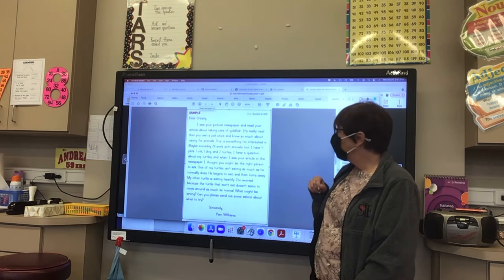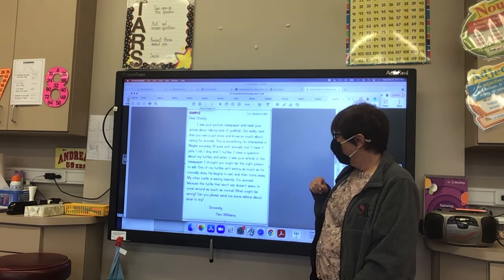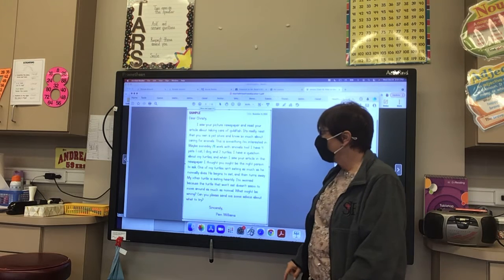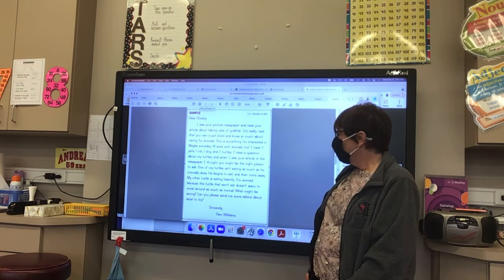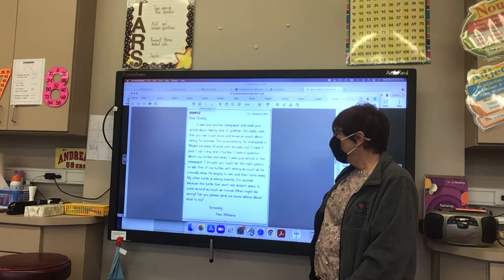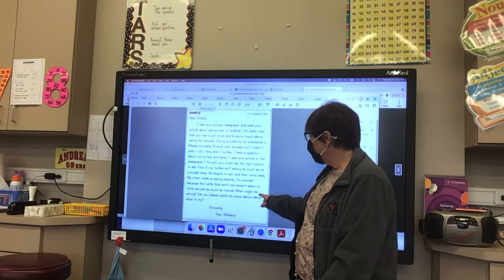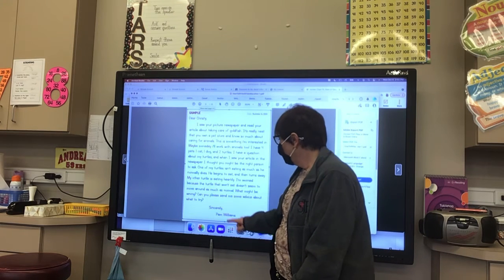One of my turtles isn't eating as much as he normally does. He begins to eat and then he turns away. My other turtle is eating heartily. I'm worried because the turtle that won't eat doesn't seem to move around as much as normal. What might be wrong? Can you please send me some advice about what to try?